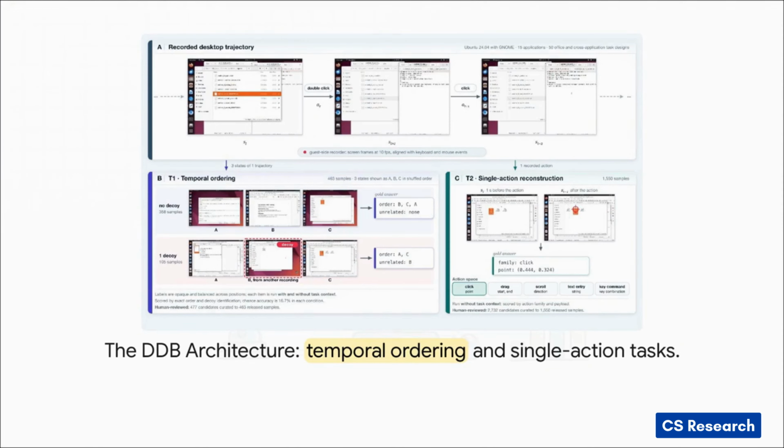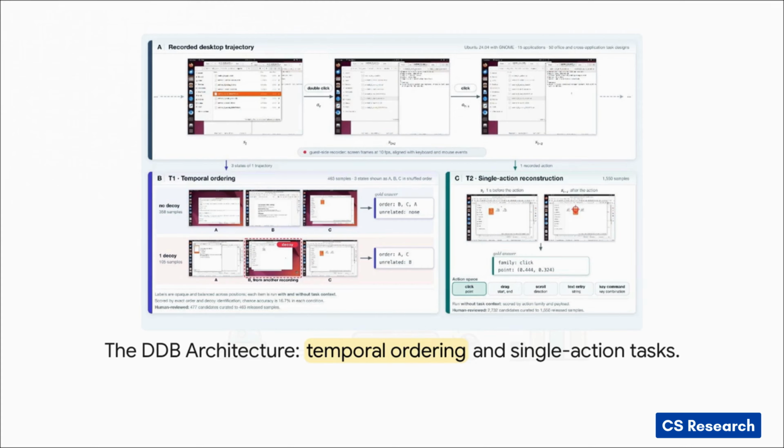This is the incredibly clever solution presented by the researchers. It's called Desktop Delta Bench, or DDB for short. It's a brand new offline benchmark containing over 2,000 human-verified instances, all recorded on Linux. And the architecture here maps out exactly how they set a trap for these AI models.